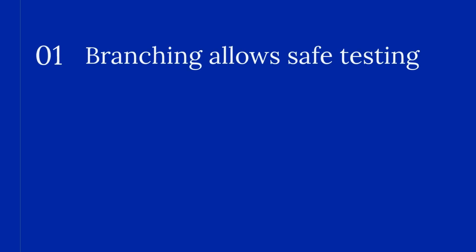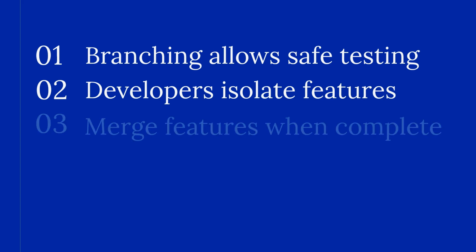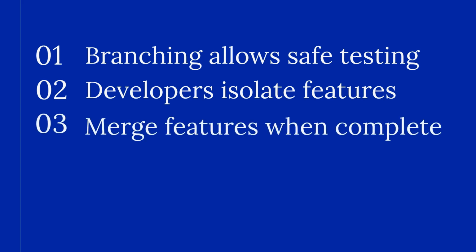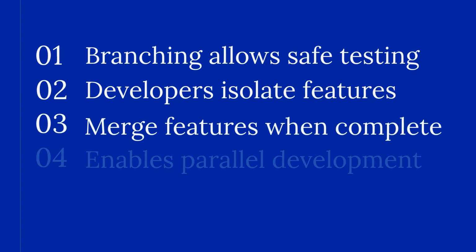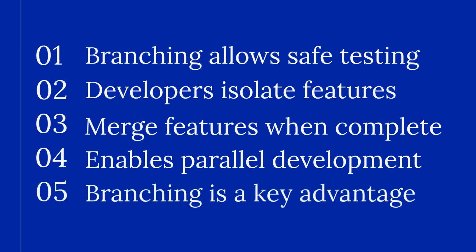Branching allows safe experimentation with new features. Developers can isolate features and merge once complete. It enables parallel development without affecting the main codebase. Experimentation fosters innovation and improvement. Branching is a key advantage of version control systems.